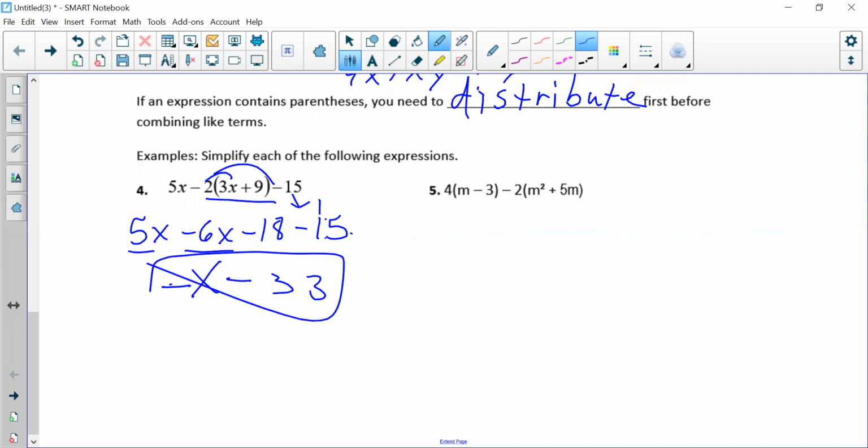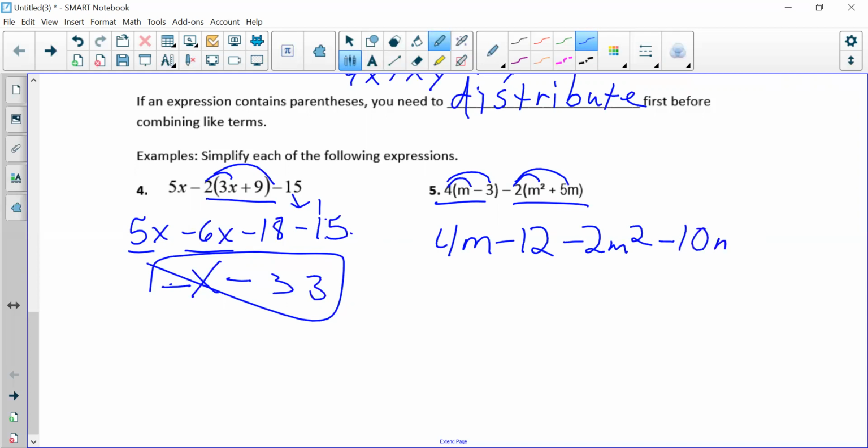Sorry about the triangles. All right, this one here, I've got 2 sets of parentheses, so I'm going to have to distribute twice. So I'm going to distribute the 4, and I'm going to distribute this negative 2. So 4 times m is 4m. 4 times negative 3 is negative 12. Negative 2 times m squared is negative 2m squared. So negative 2 times 5m is going to be negative 10m.